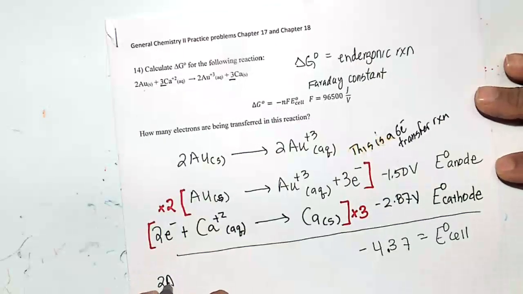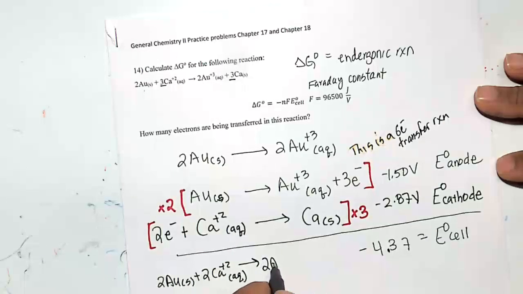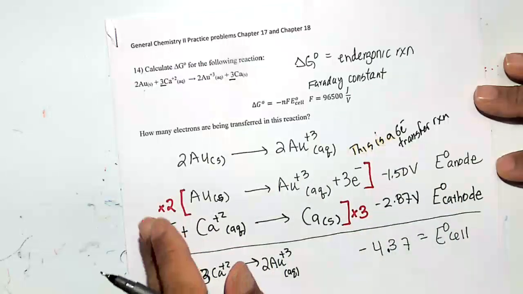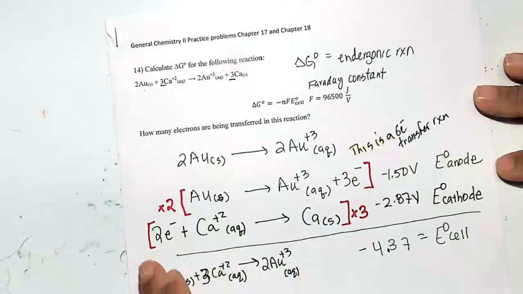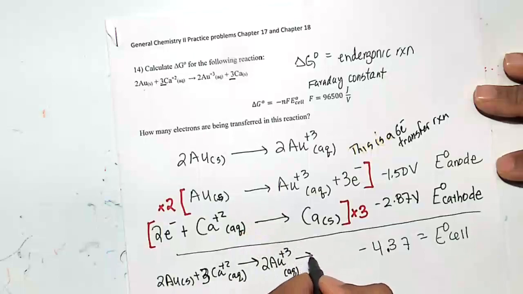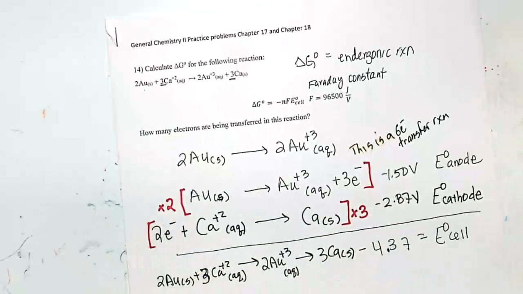So we're going to have 2 Au solid plus 3 calcium aqueous goes to 2 Au plus 3 aqueous. Actually, this 3, right? 2 Au plus 3, and then 3 calcium ion, and then 3 calcium solid. Okay, the 6 electrons get transferred.